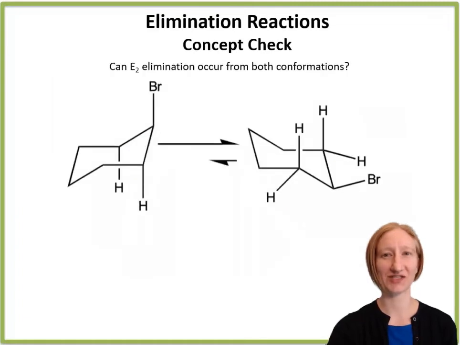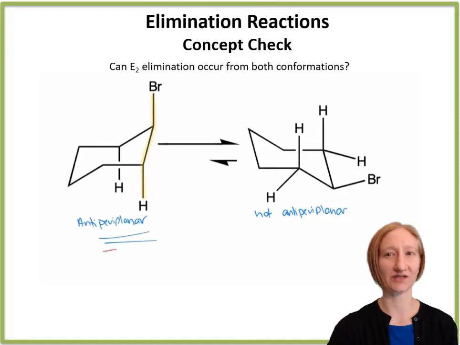In this concept check question, you're asked about the conformations of the cyclohexane ring shown as it relates to an E2 elimination. So remember that there is a geometrical requirement for an E2 elimination: the hydrogen and the leaving group must be in an anti-periplanar orientation. If we look at the two different chair conformations shown here, we see that in only one is that geometrical requirement fulfilled, the one on the left. So an E2 reaction will only proceed from the conformation on the left.